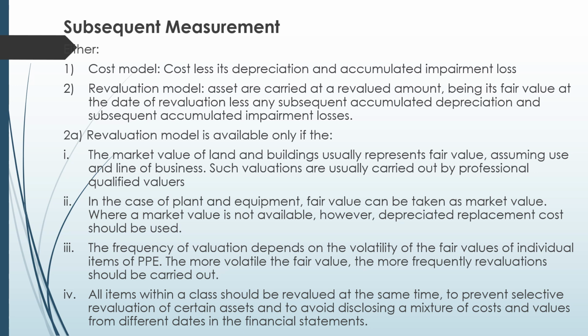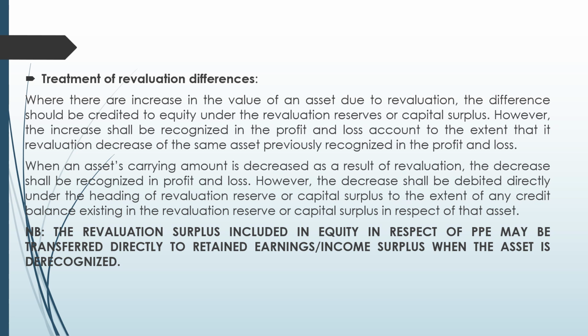IV. All items within a class should be revalued at the same time. So if items fall within a particular class, you should make sure that they are revalued at the same time. The reason is to prevent selective revaluation of certain assets and to avoid disclosing a mixture of cost and value from different dates in the financial statements. Obviously, a revaluation done 2 years ago will be different from another done this year.